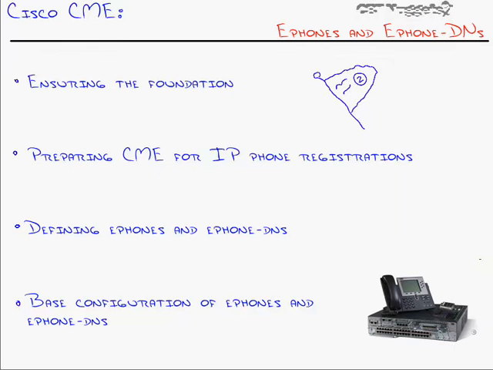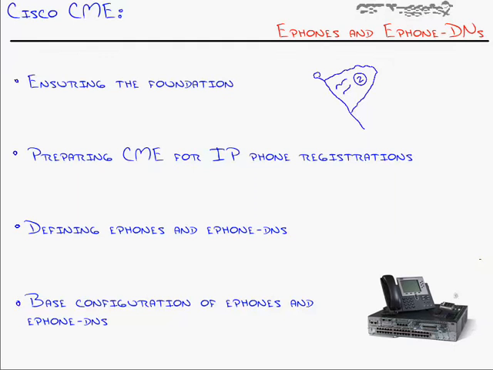So, first, we're going to start off by looking at the foundation, making sure that all the pieces are in place, because we've done a lot up till now. You've got to make sure that we've got the infrastructure designed and ready to go. Second thing, we're going to prepare the CME for IP phone registrations. So right now, it's receiving the phone saying, "Hey, we want to register. We want a phone number," and the CME is saying, "Sorry, I don't support you right now. I have firmware, but I don't even know what firmware I'm supposed to give you."